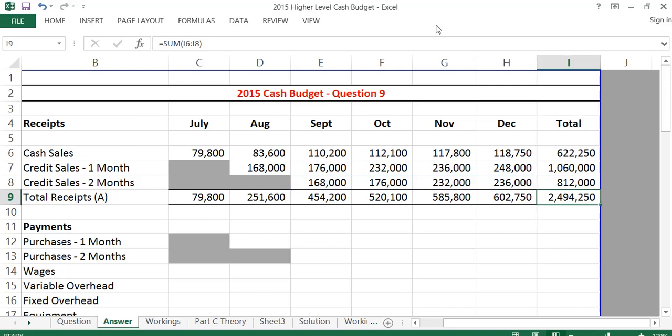So that comes to 2,494,250. That's my total receipts.